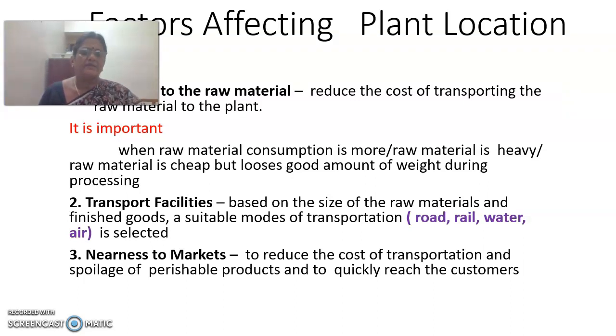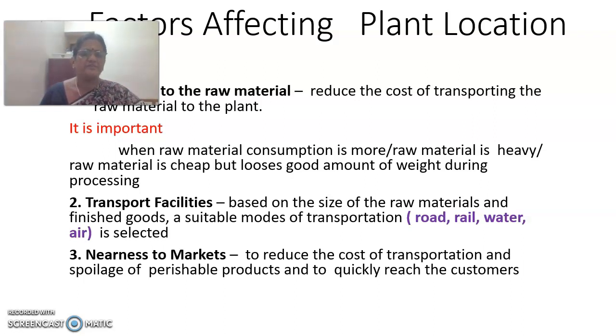The second important factor is transport facilities. A plant has to be well connected by all modes of transportation or most of the modes of transportation. The mode of transportation is selected based on the size of the raw materials and the finished goods. Based on that, you have to choose the location. You have to decide about the location.